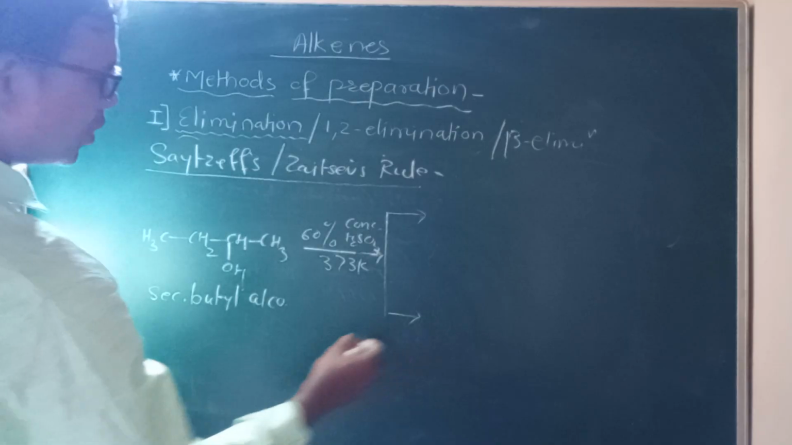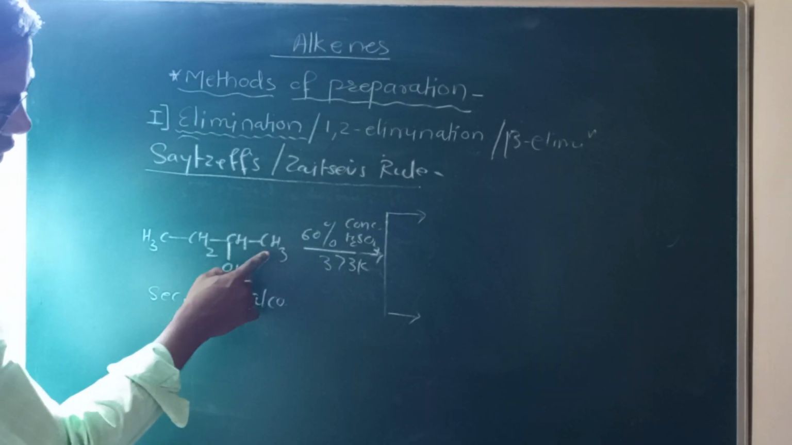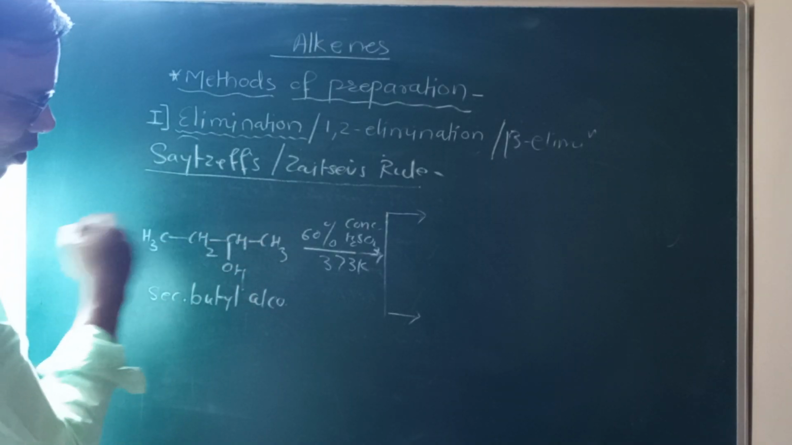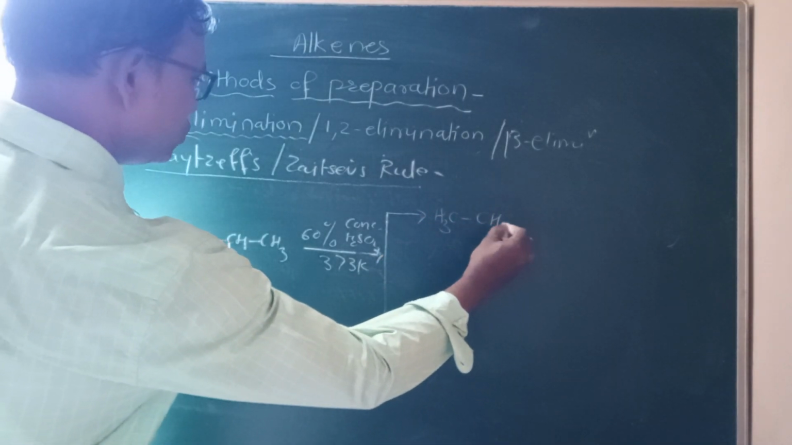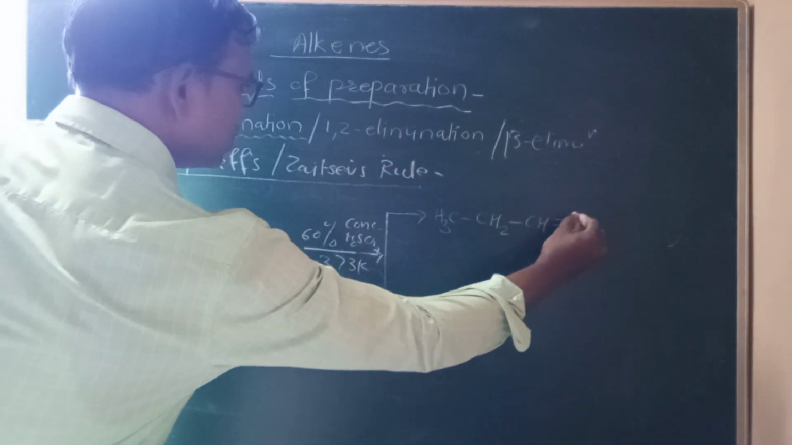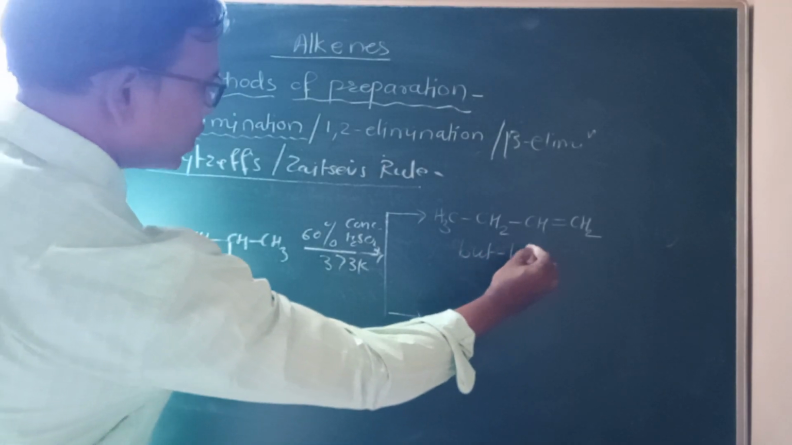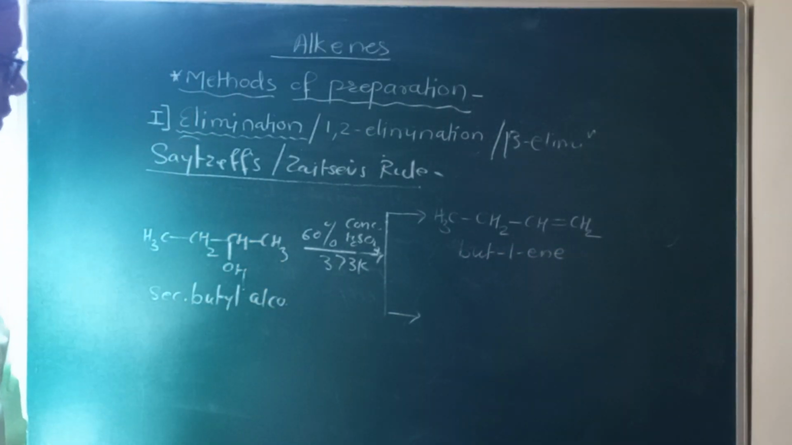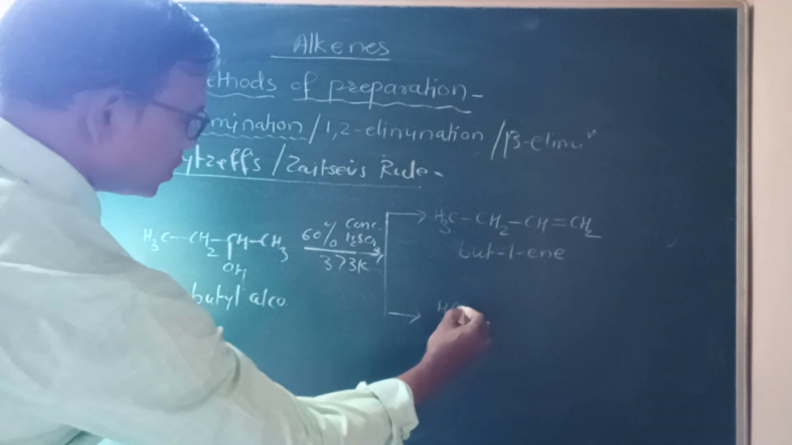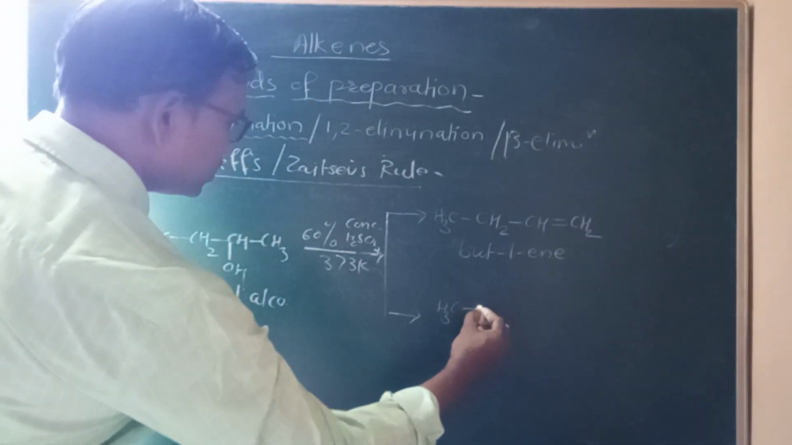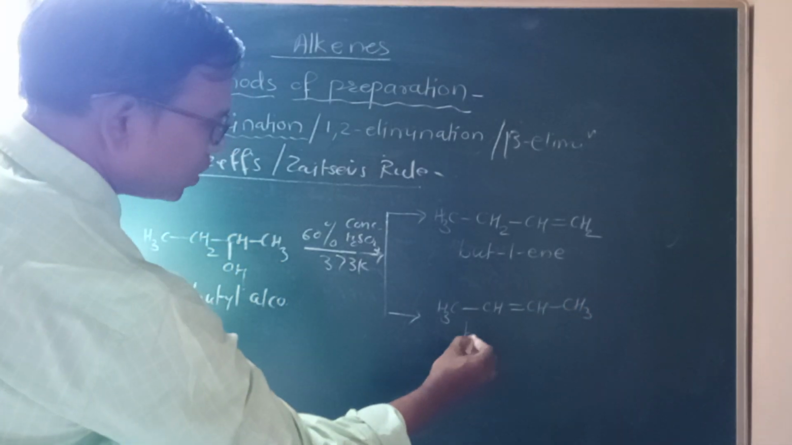The first one is obtained by removal of H from this carbon, so that there is formation of a double bond, because dehydration involves loss of H and OH, creating a double bond between these two carbons, giving this alkene CH3, then CH2, then CH double bond CH2. Okay, this alkene is called but-1-ene. And the second one is obtained by removal of H from this carbon. So look at this: CH3, then CH double bond CH single bond CH3. Now this alkene is called but-2-ene.